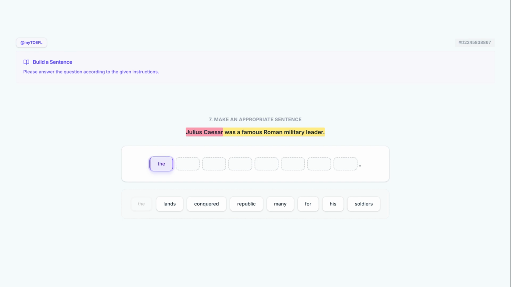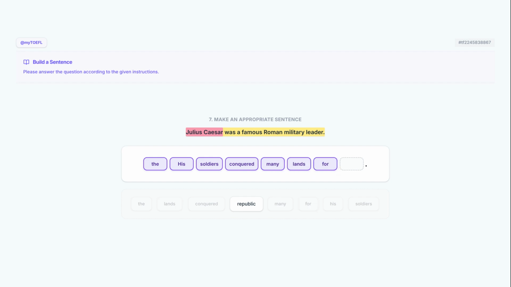First, we select the possessive his. Then we add the noun soldiers, next the verb conquered, then the quantifier many, followed by the noun lands, then the preposition for, next the article the, the adjective new. Finally, we place the noun republic.